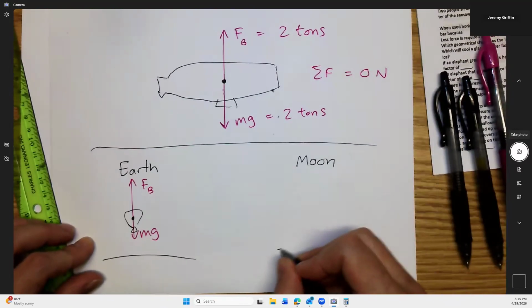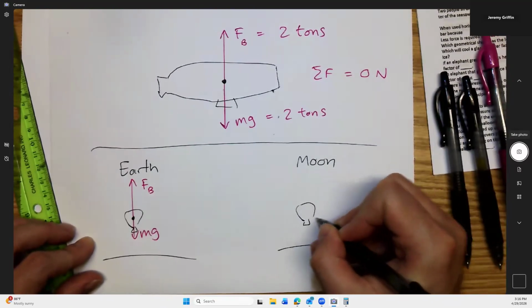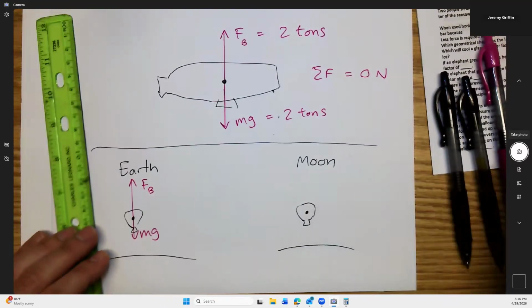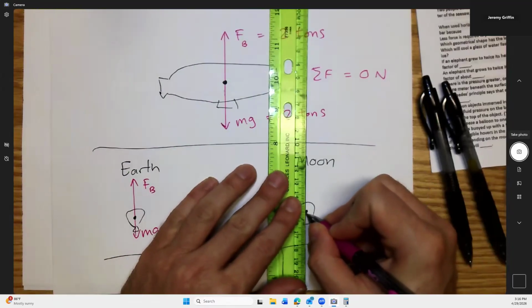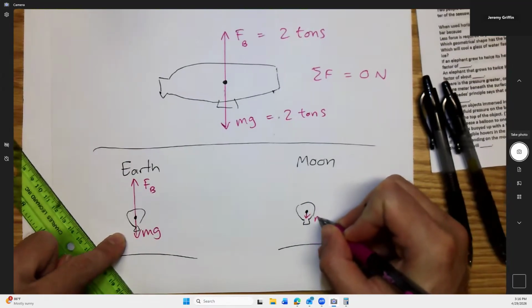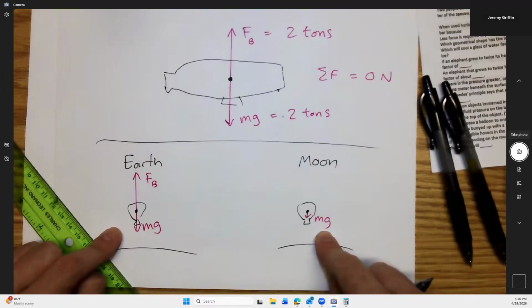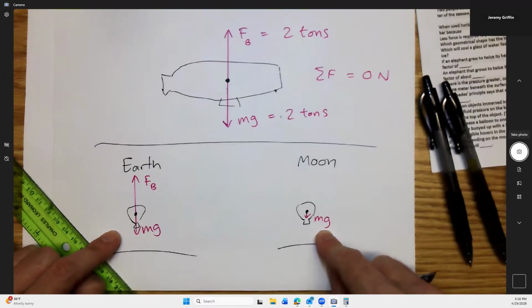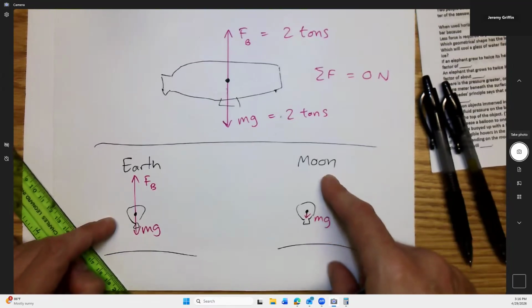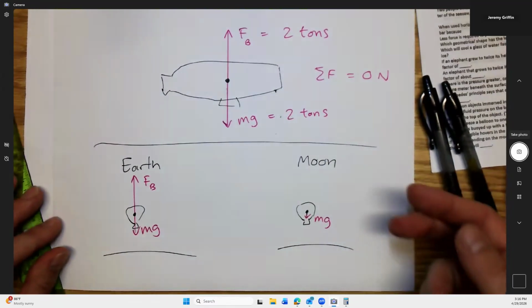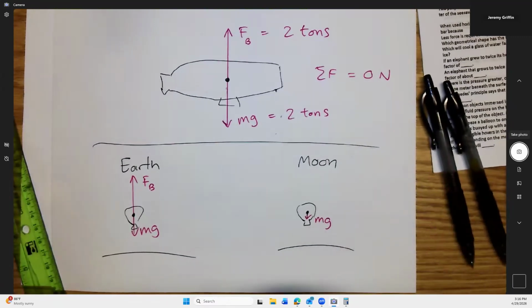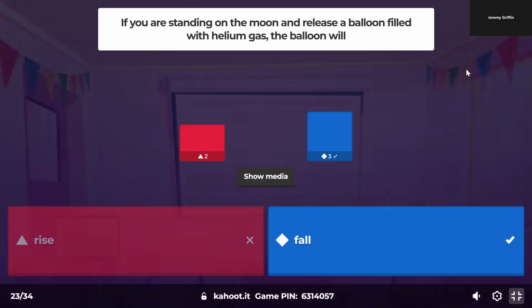But now let's go to the moon. Does this balloon have a little bit of weight on the moon? Yeah, it's actually 1/6 of what it was on Earth, but it is a tiny weight. But does the moon have an atmosphere? No. So can there be a buoyant force? No. That's it. So you release the balloon here, and it's gonna fall straight down. You drop anything on the moon, it's gonna just free fall straight down.